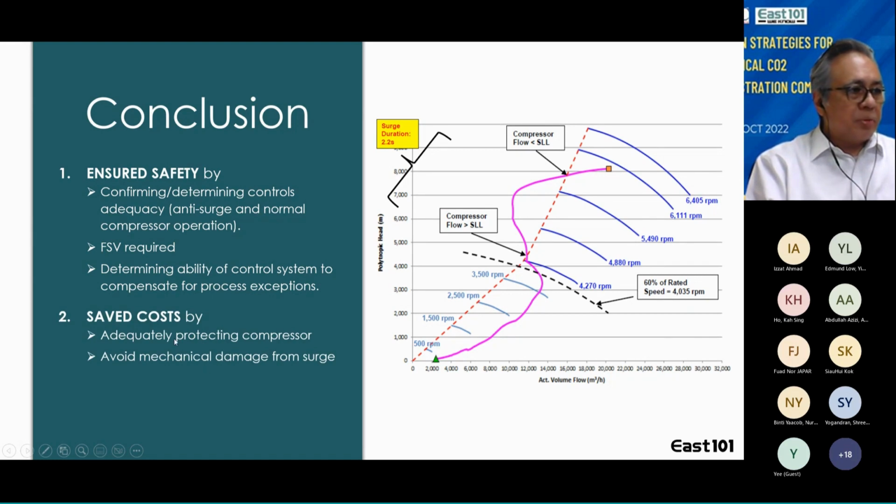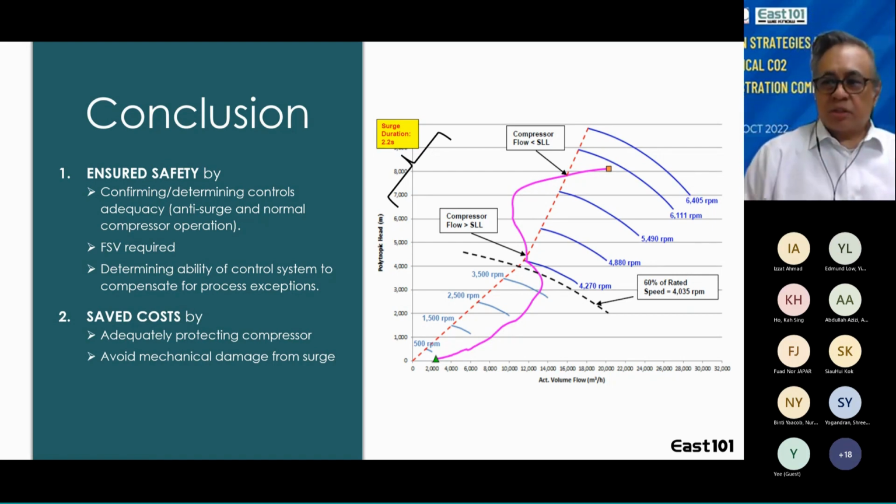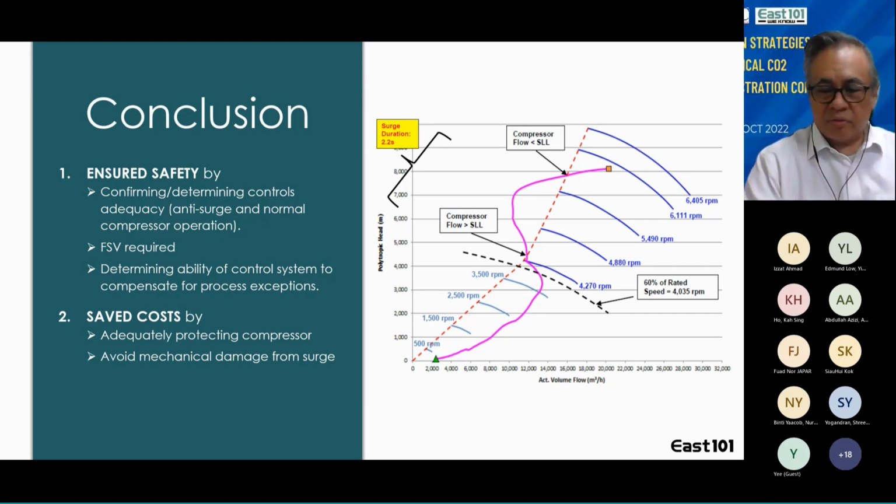So in this case, we were able to guarantee a certain level of protection on the compressor and potentially avoid mechanical damage from surge. We've seen situations where compressors have gone into surge many times, and how it degrades the material and causes pretty severe failures.